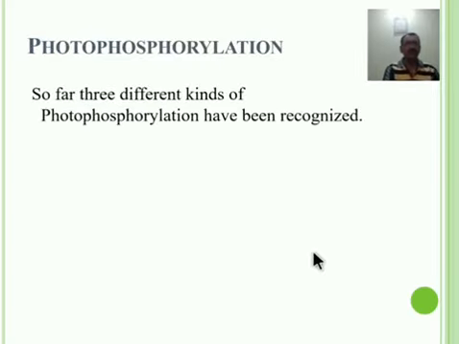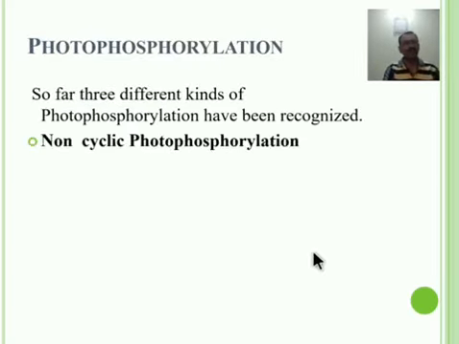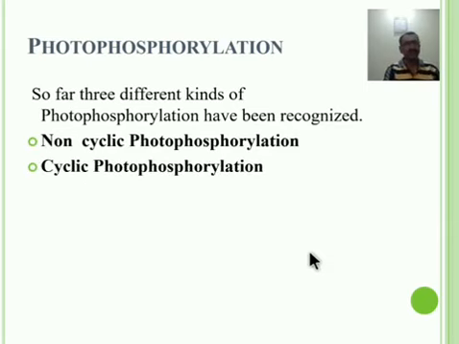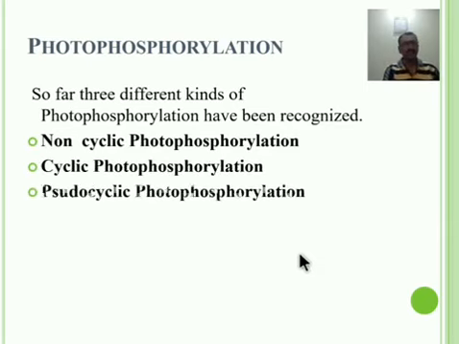So far three different kinds of photophosphorylation have been recognized. First is the non-cyclic photophosphorylation, second is the cyclic photophosphorylation, and third is the pseudocyclic photophosphorylation. In our syllabus only two are studied here, non-cyclic photophosphorylation and cyclic photophosphorylation.